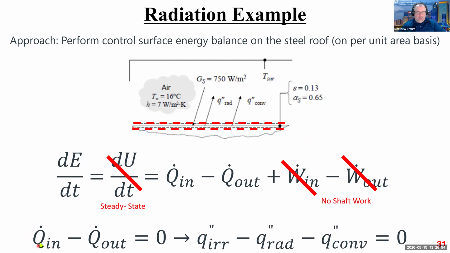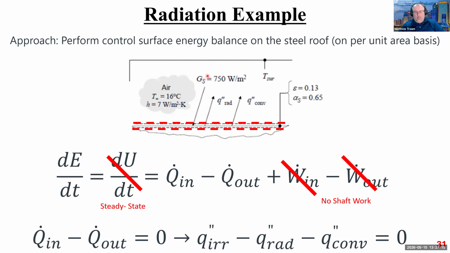And I'm left with the same thing that I got before, which is Q dot in minus Q dot out, right? These are energy fluxes, are equal to 0. And then I just need to figure out what these things are, and where the plus signs and the minus signs are.